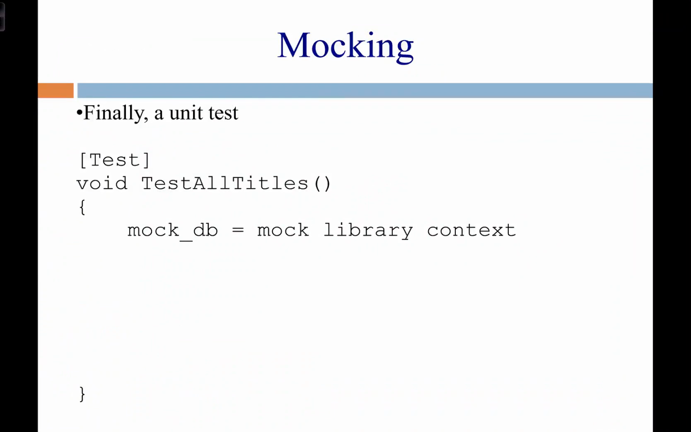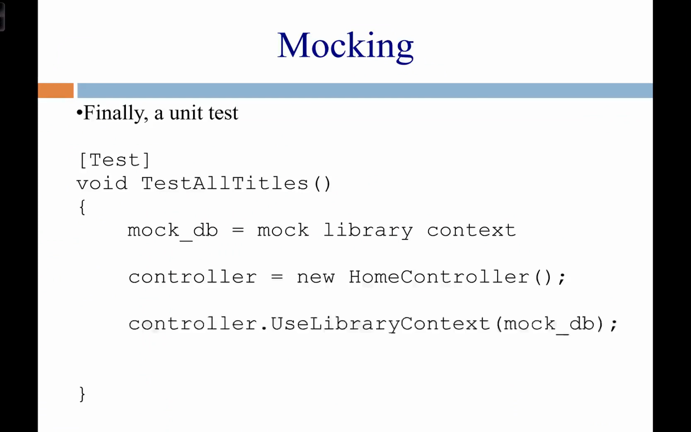I'm going to make a library context that will be configured to use the mock database. We create a home controller just as we did in the existing unit test that we already wrote. We then tell that home controller to use a different library context, this one that we just created right here in the unit test. Then we can just start doing assertions, just as we saw in the unit test we've already written.